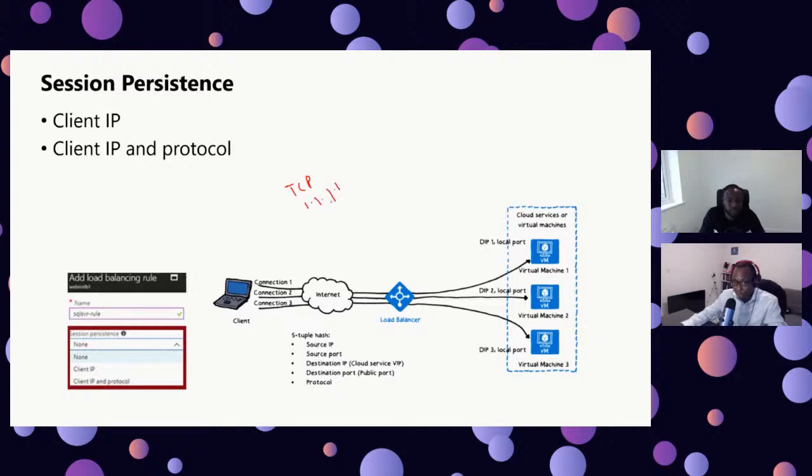Now, if 1.1.1.1 changes and starts to use UDP, that could be sent to another backend. But as long as it's using the same protocol coming from the same client IP, you're always going to the same backend. So that is what that's talking about. So those are the two options that we have when we are configuring that.